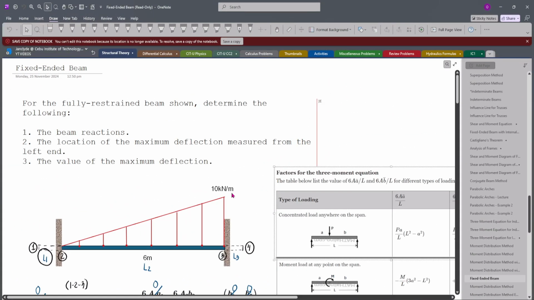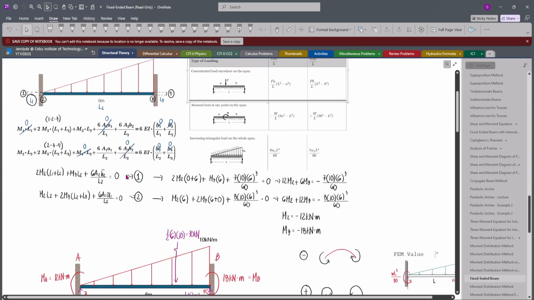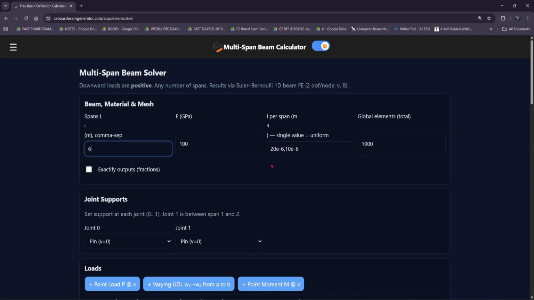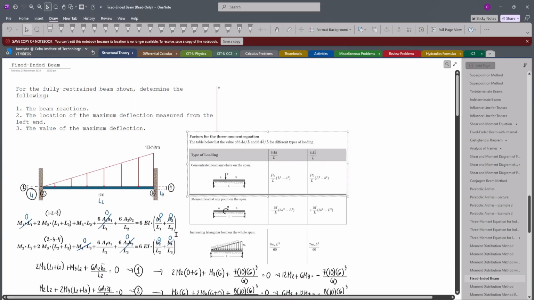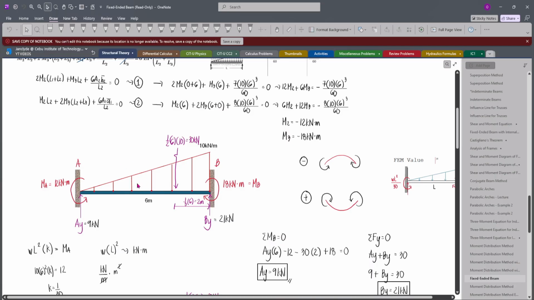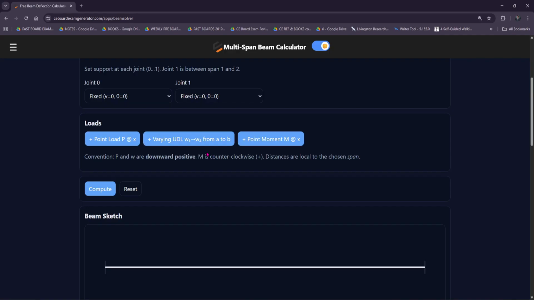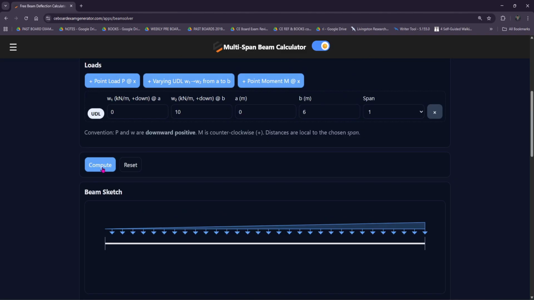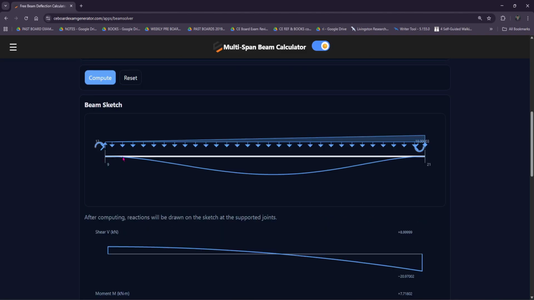Now we may also try a fixed ended beam. Let's use this example. We have a span of 6 meters. So 6, and then let's make this 10. For the supports, we have fixed at each joint. The 2 supports are fixed. And then for our load, we only have a triangular load from 0 up to 10. So click on this. Our starting load is 0 going to 10, then applied from 0 up to 6 meters, the full span. Then we click on compute. We will obtain the following values.